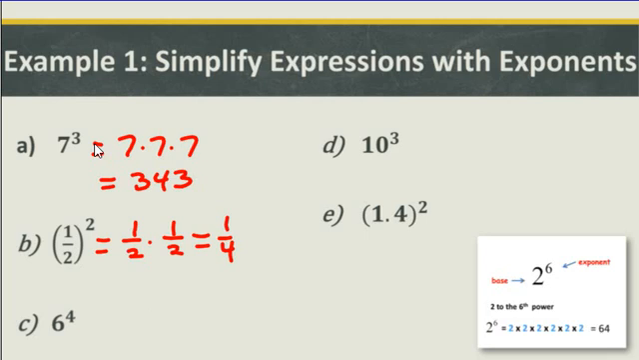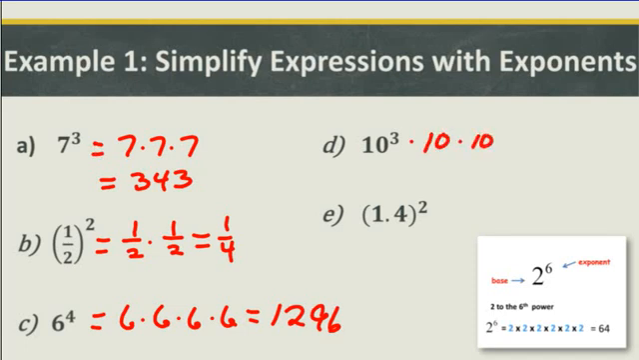Letter C, 6 to the 4th. This means take 6 times 6 times 6 times 6. And when you use 6 as a factor 4 times, that gives you an answer of 1,296. 10 to the 3rd. Base 10s are good because the exponent tells you how many zeros you have in your answer. So I'm going to be multiplying 10 3 times. So 10 times 10 times 10 is 1,000.